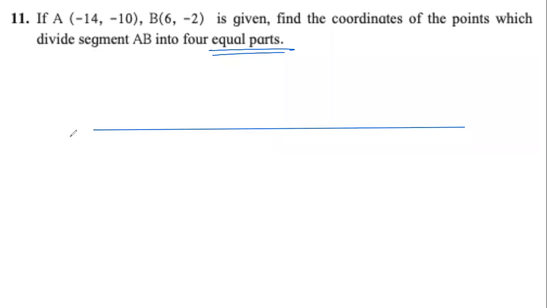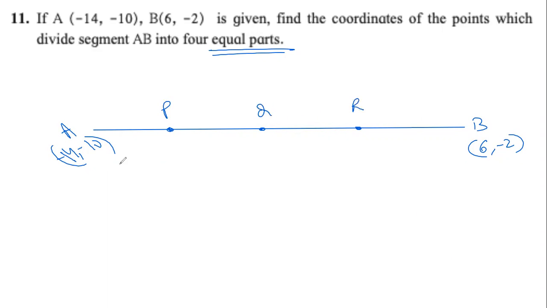What coordinates shall I write here? -14, -10. On the right hand side, I can write 6, -2. This is just a rough representation. The line can be slanted. We don't know yet. We will study later when we study slope of a line. Now we have to divide this line into 4 equal parts. So suppose this, and this. P, Q, and R.